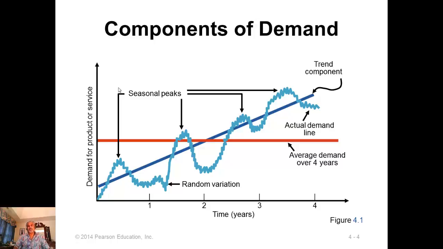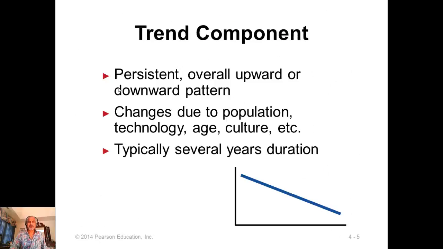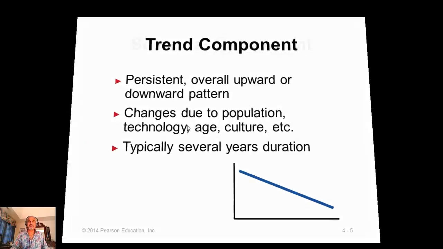Then cyclical component is gradual ups and downs caused by economic considerations, economic factors. And random component is everything else that you cannot associate with any particular reason. So trend component is persistent overall upward or downward trend, and this is caused usually due to population growth, new technology, aging, and cultural factors, and it is typically over several years of duration.